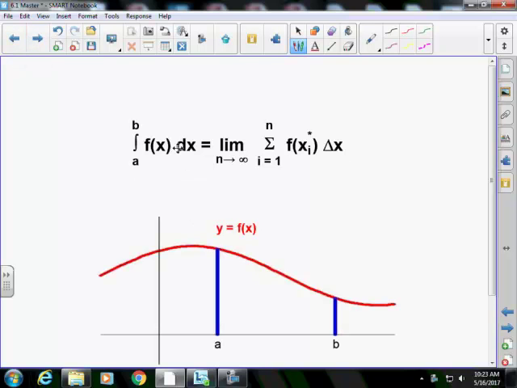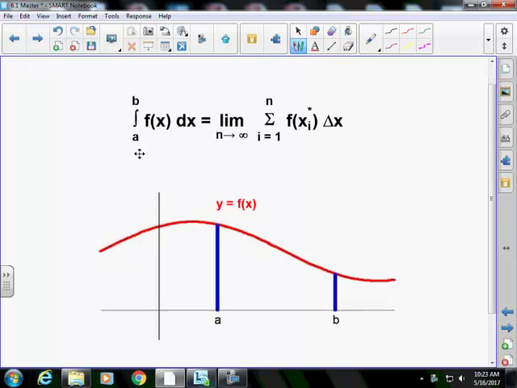So this is what we had learned in Calculus 1. We said I want to integrate from a to b the function f of x dx, which is equal to the limit as n approaches infinity of the summation i equals 1 through n of x sub i asterisk delta x. And so here we have a function, some general function called f of x. We have the points a and b, and we want to find the area.